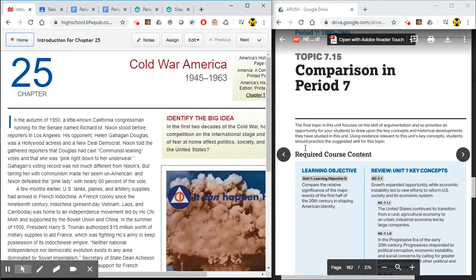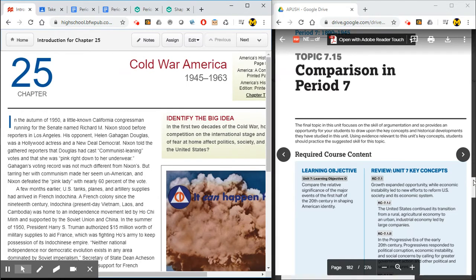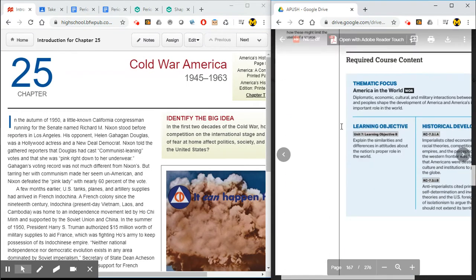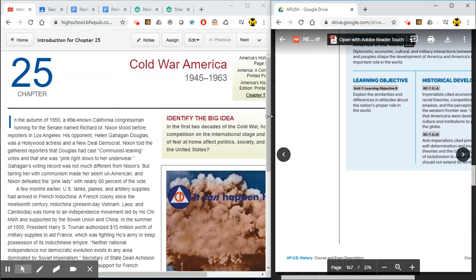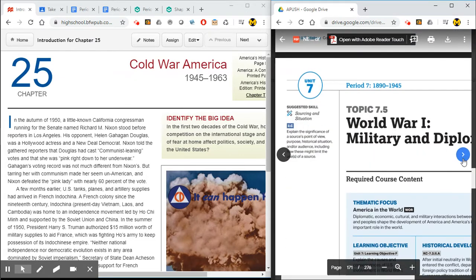Good news, everybody. It's all over. World War II and period 7 is over, not COVID outbreak 2019, 2020. That's still going on. But period 7's done. We are through World War II.